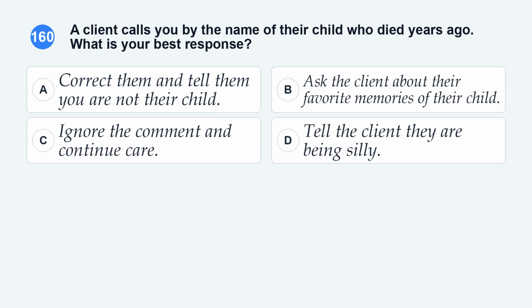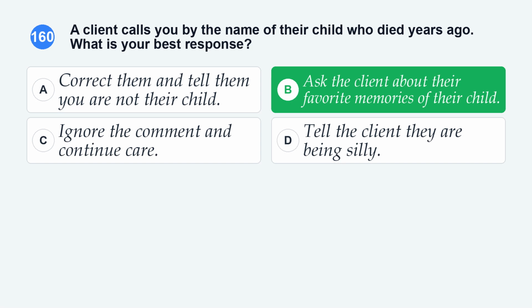Question 160. A client calls you by the name of their child who died years ago. What is your best response? Option A, correct them and tell them you are not their child. Option B, ask the client about their favorite memories of their child. Option C, ignore the comment and continue care. Option D, tell the client they are being silly.